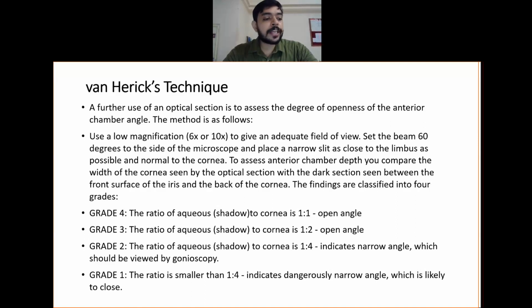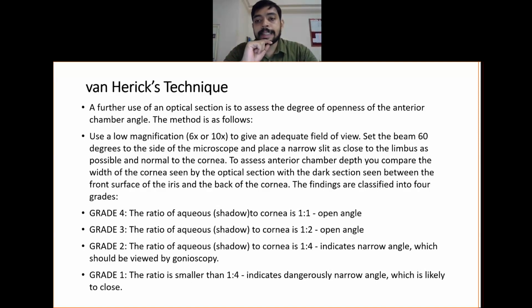Use a low magnification, which is 6 to 10x, which will allow us to view the whole angle in a better manner, so that we'll be getting the adequate field of view. Set the projection angle to 60 degrees to the side of the microscope and place a narrow slit as close to the limbus as possible. Precisely, 1 millimeter inside the limbus we will be projecting the beam of light.